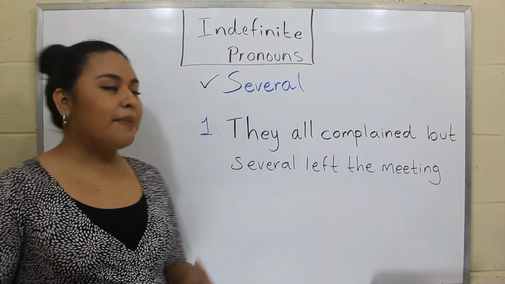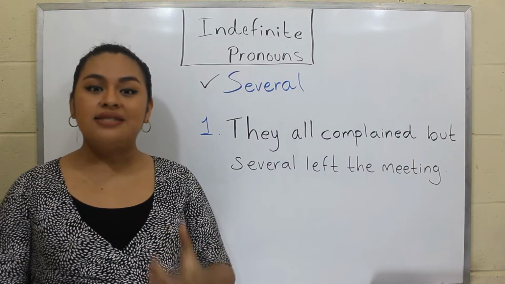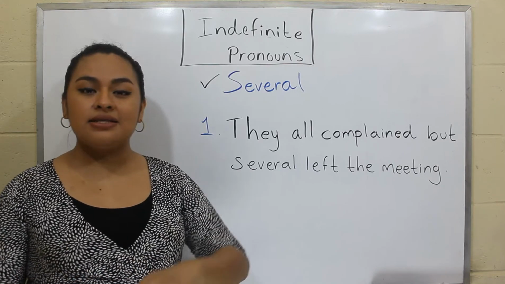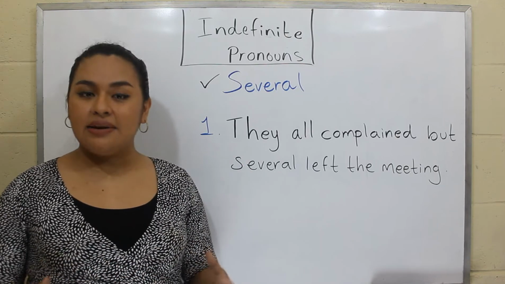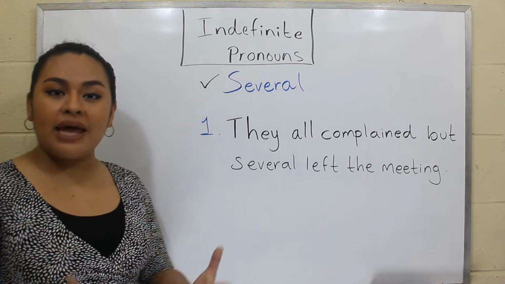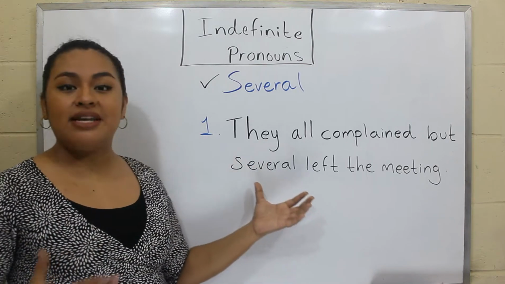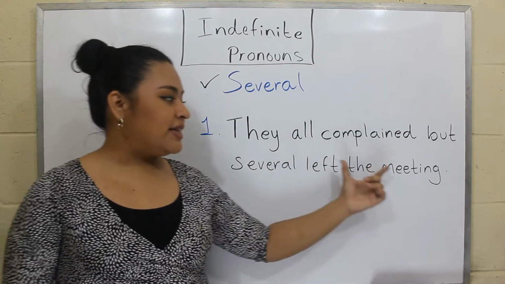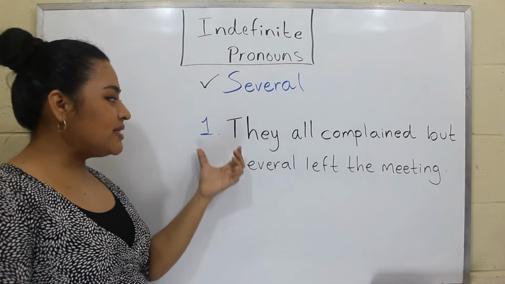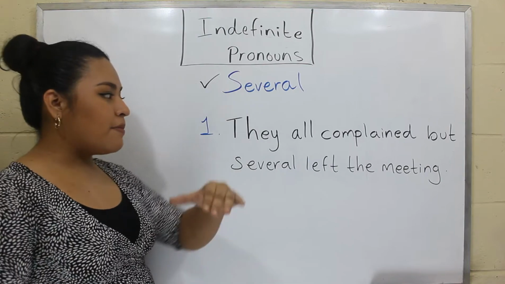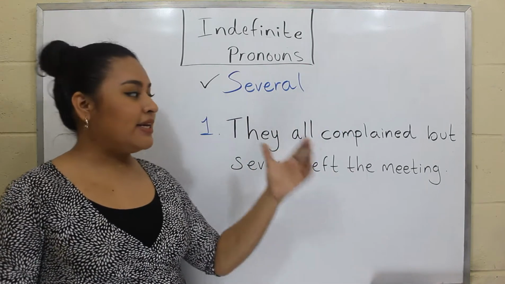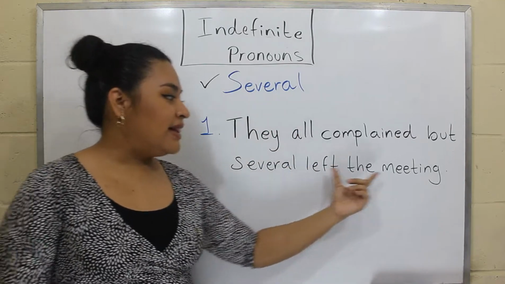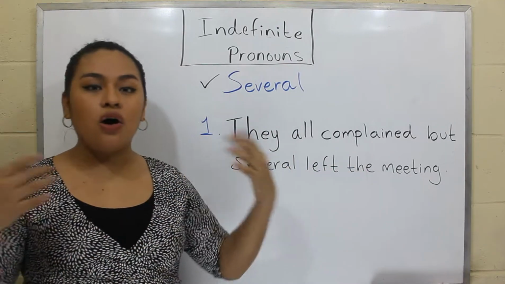So now let's talk about several. Several is a plural indefinite pronoun that means more than two but not many. So to explain this better, here we have an example. They all complained, but several left the meeting. This example means that from all the people that were complaining in the meeting, only 2 or more people left the meeting. Not all of them.